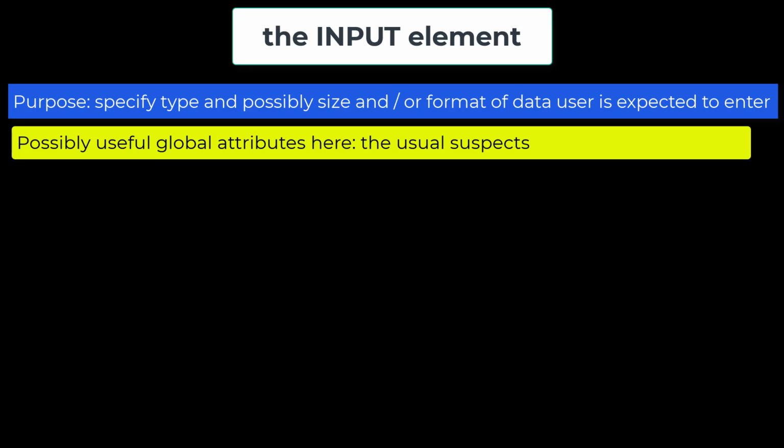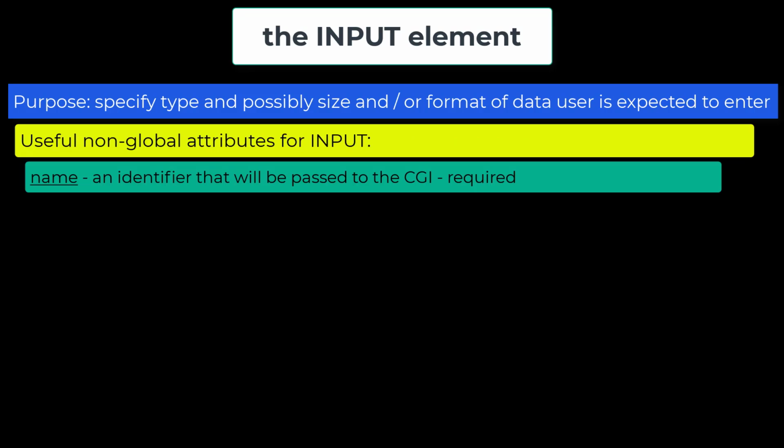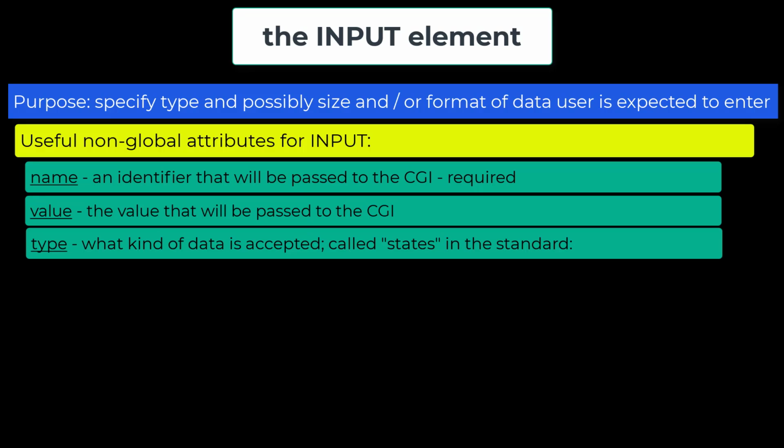Possibly useful global attributes here, the usual suspects. Useful non-global attributes for input: name, an identifier that will be passed to the CGI and is required; value, the value that will be passed to the CGI; and type, what kind of data is accepted. In the standard, these are called states, and the most useful here are the following.